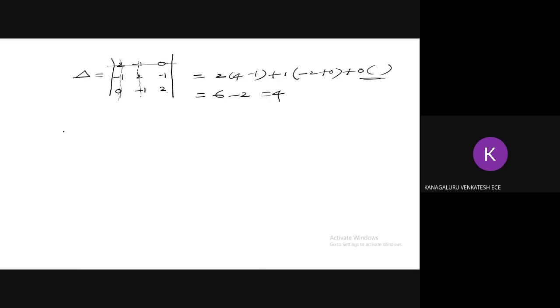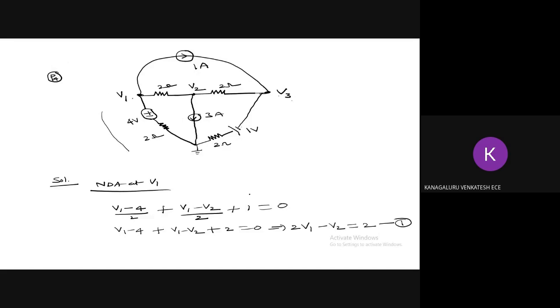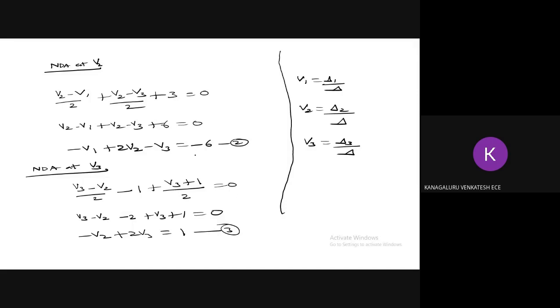Okay. Now we are supposed to find out delta 1. Delta 1 is nothing but simple. Replace the first column of your delta with the constants of the 3 equations. See, the remaining I'll write as it is. Minus 1, 0, 2, minus 1, minus 1, 2. First column alone, I should replace with constants. What is the constant here? 2. Here, minus 6. Here, 1. So 2, minus 6, 1.